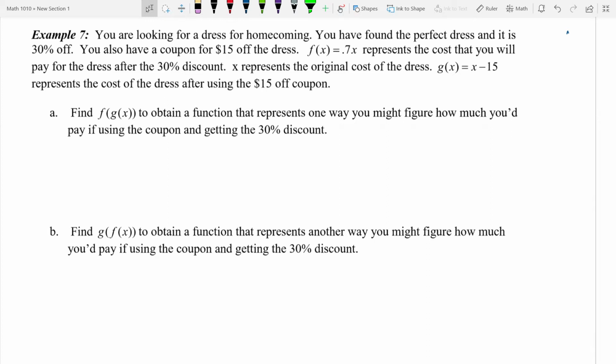Yeah, it's 30%, right? So maybe we put 70%. Yeah, I'll grab it, I'll grab it. There's just different ways to figure out. 30% off.